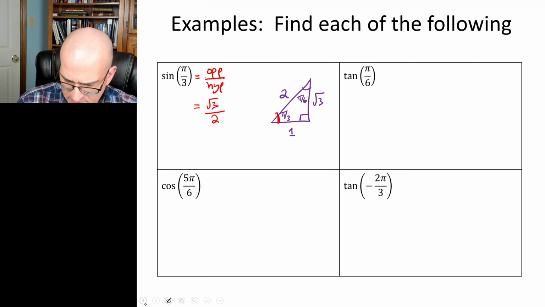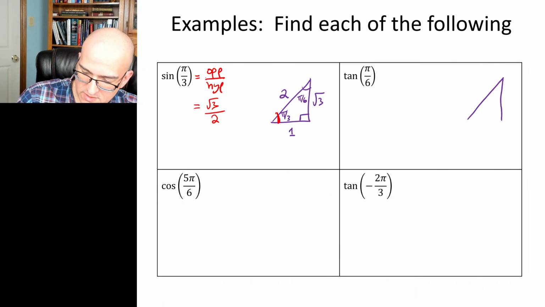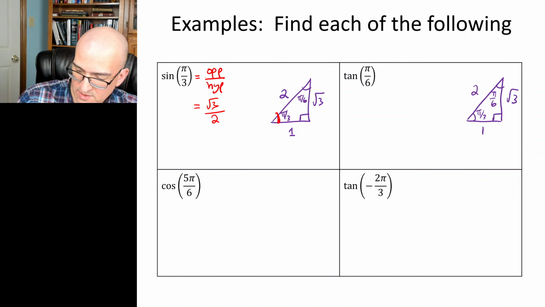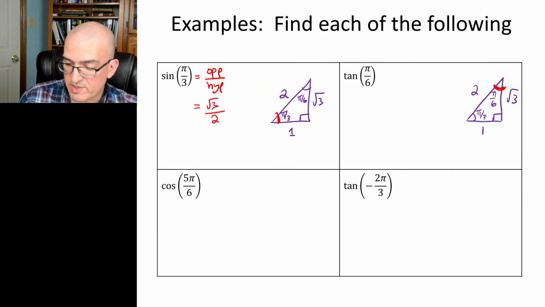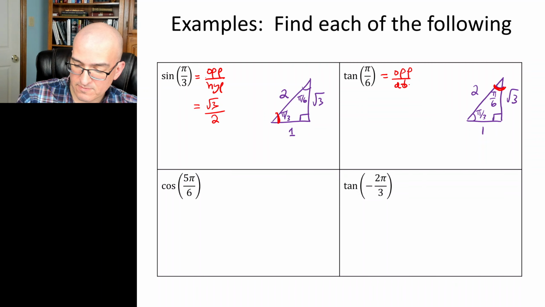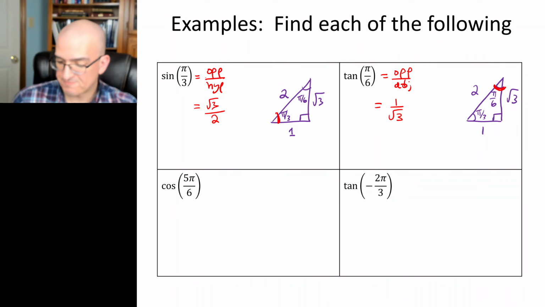Okay, tan pi over 6. I don't have that one, do I? I do. I'll just draw it again. Tan pi over 6, so I'll draw out the triangle. Pi over 3, pi over 6. 1, 2, root 3. And then select the reference angle. Our reference angle is pi over 6. So that's going to label our opposites and adjacents. Tan is opposite over adjacent. The opposite from the reference angle is 1, and the adjacent is root 3. So 1 over root 3.